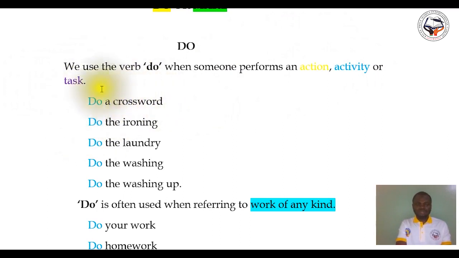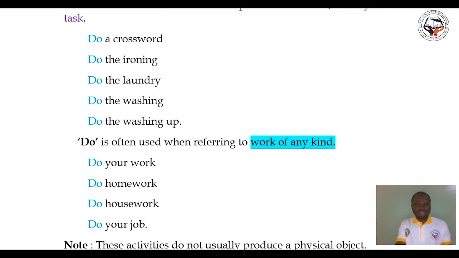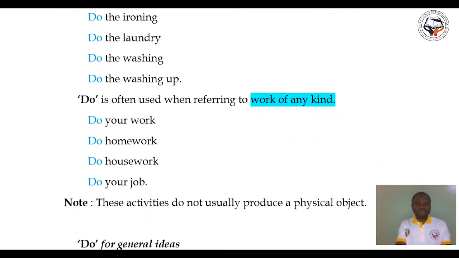So look at the example here. So do expressed in these sentences means an action, an activity, or a task. Example: do a crossword, do the ironing, do the laundry, do the washing, do the washing up. So all these sentences expressed with the verb to do here mean performing an action, an activity, or a task.